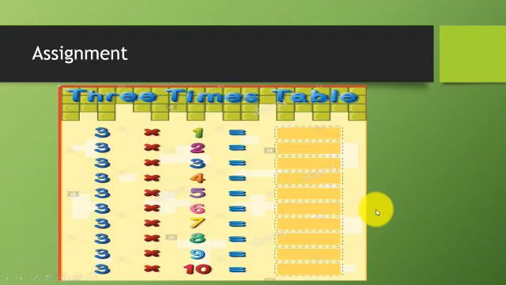Here is assignment for all of you. Learn table of 3 and write on your notebook.